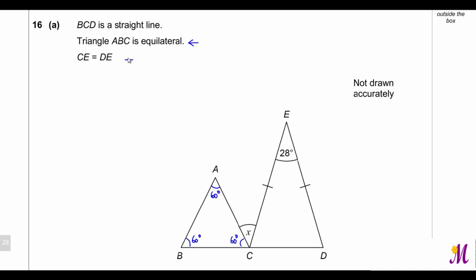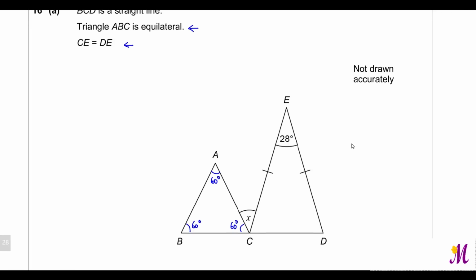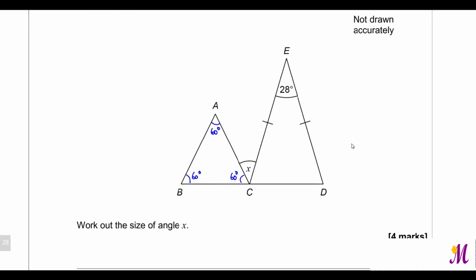And then we have another piece of information. It says CE is equal to DE. So CE, this one, and DE is this one. Okay, let's use this information. Now work out the size of angle X. X is here. So we'll use the second triangle here, C, D, and E.